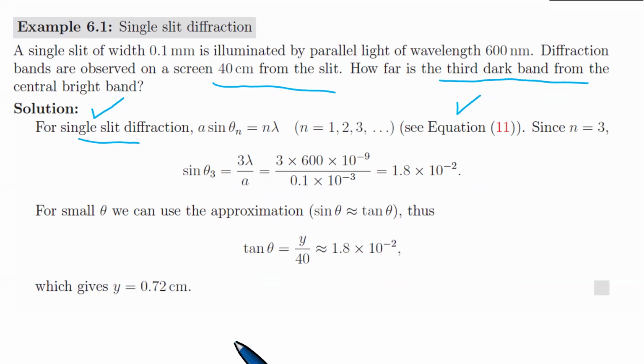For small theta, we can use the approximation that the sine of theta is approximately the tangent, and the tangent of theta is y over x. The screen is 40 centimeters from the slit, so y over 40 is approximately 1.8 times 10 to the minus 2, because the sine of theta is approximately the tangent. This gives us y is approximately 0.72 centimeters.